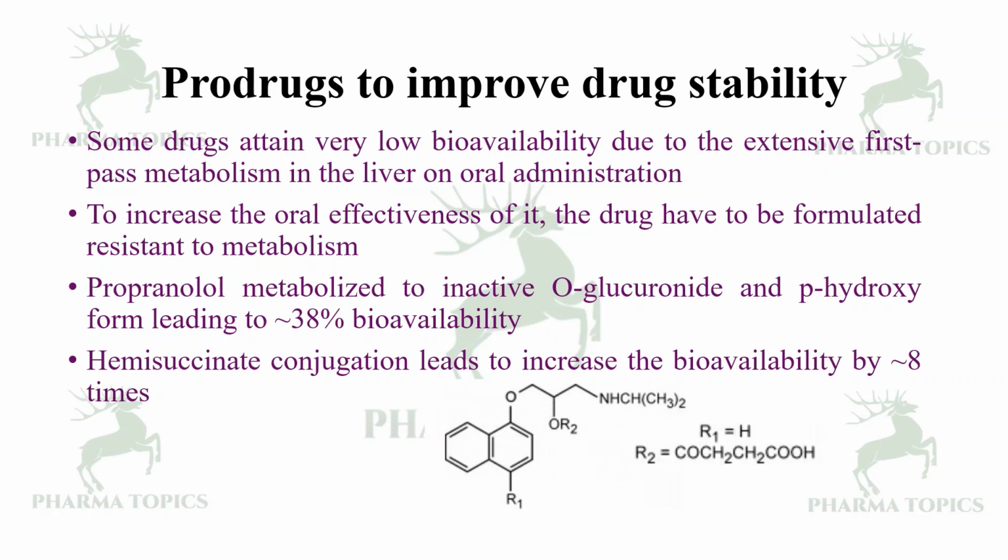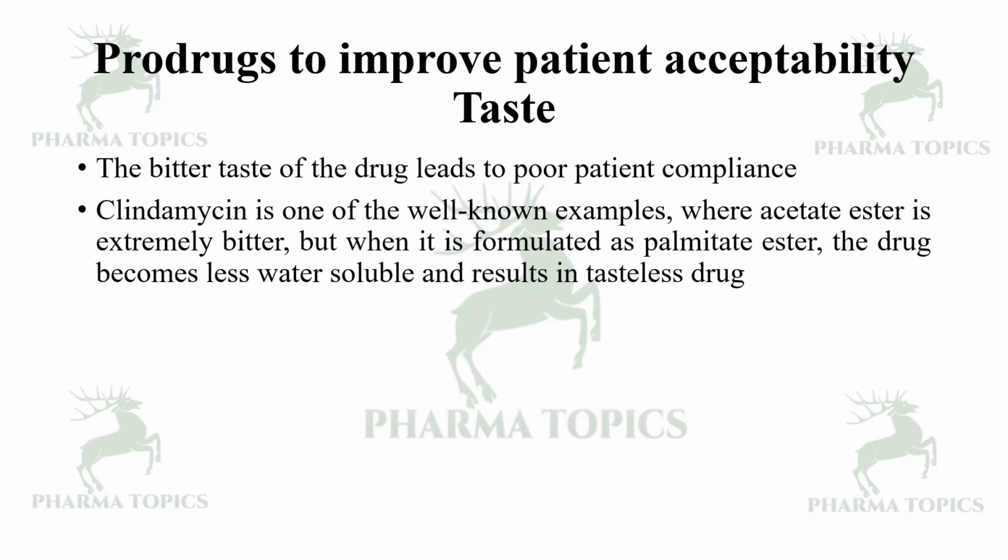So this is the propranolol structure. Another example is cepomandal naphtate ester. This is also having the same strategy. Next, let us see some of the prodrugs to improve patient acceptability, that is improving taste. Most of the preparations have a bitter taste. The bitter taste of the drug leads to poor patient compliance.